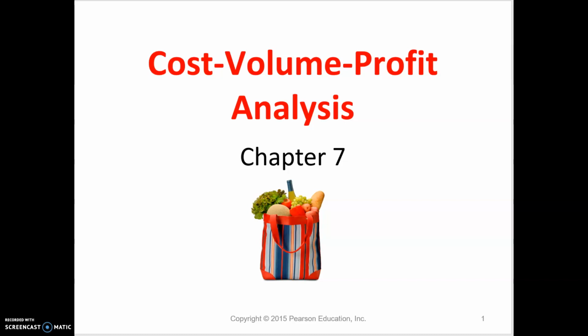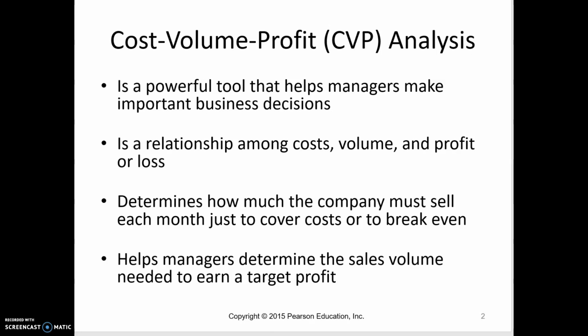In Chapter 6, we learned about how costs react to changes in volume. And in this chapter, we're going to look at cost, volume, profit analysis, where we can see not only how costs change when volume changes, but also how profit factors into the mix. So we look at all of those relationships between cost, volume, and how that affects your profit or your loss. And so we can use this CVP analysis for some projections.